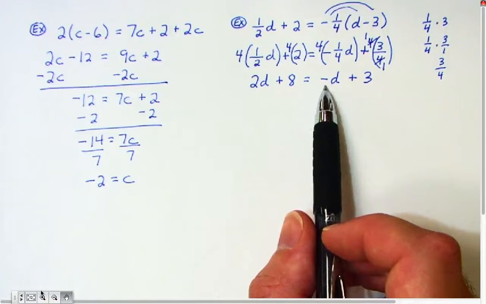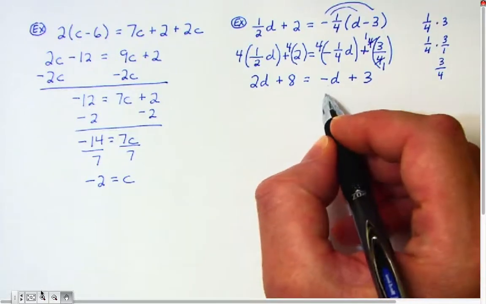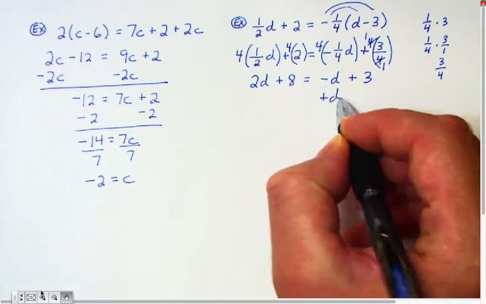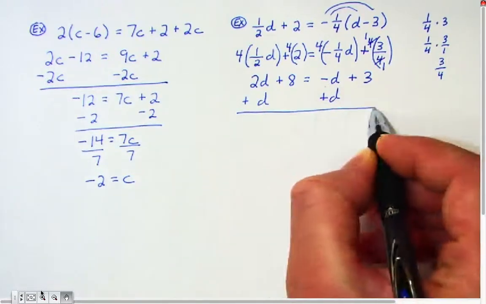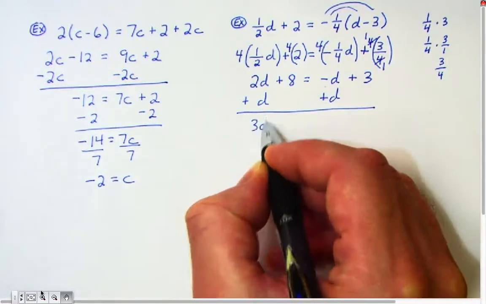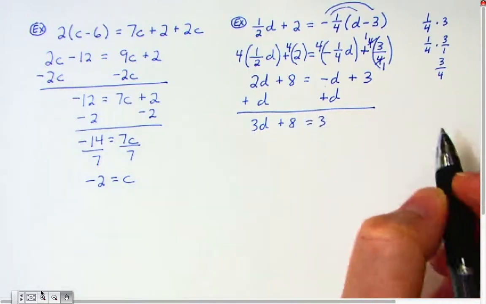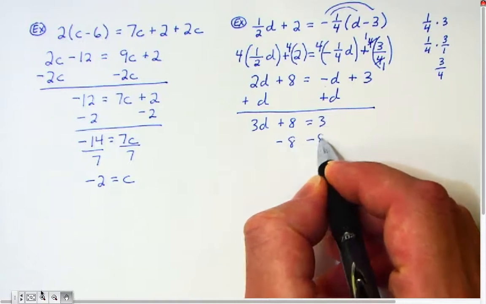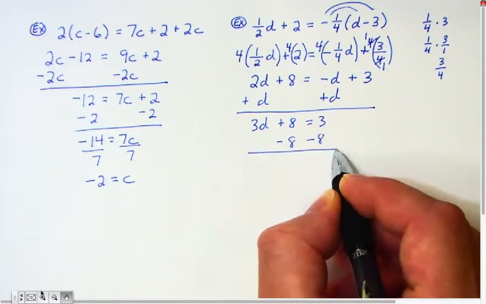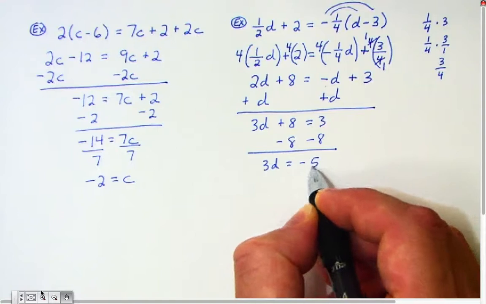Negative 1 is lower than 2. So we're going to undo this right here by adding d to each side. And this becomes 3d plus 8 equals 3. Subtract 8 from each side, and we have 3d is equal to negative 5.